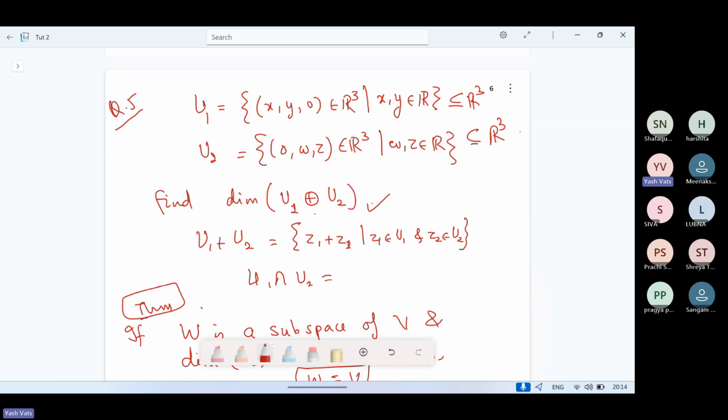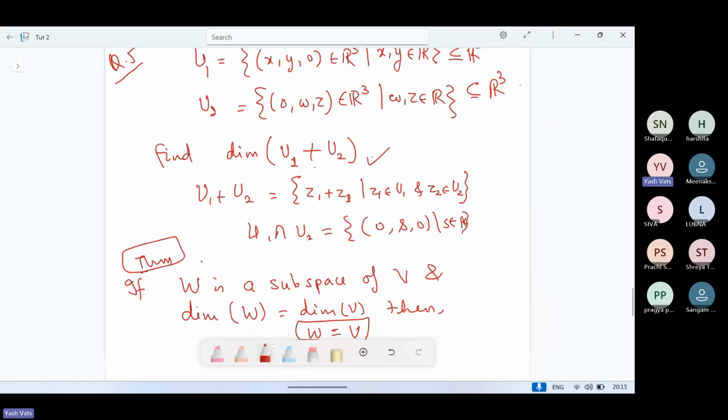Check again. What are the elements in U1 intersection U2? Just tell me. Look again, see again. Then I will tell you. So U1 intersection U2 is not 0, so there will be just a plus. U1 intersection U2 has the elements (s, 0), where s is in R. Okay, has it got clear? Yes, sir.